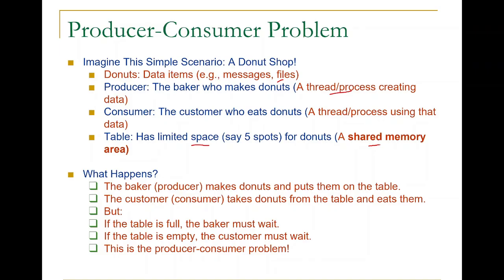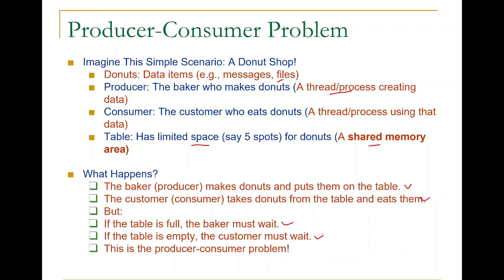So the question is this. What happens if the baker, or the producer, makes donuts and puts them on the table? The consumer takes donuts from the table and eats them. But if the table is full, the baker must wait. He can't keep placing them. If the table is empty, the consumer must wait. This is the producer-consumer issue. If I cannot keep producing when there's no space to put it, the producer must wait.